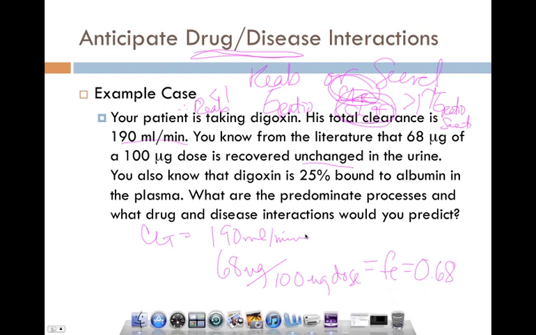So to determine our renal clearance, we would just need to multiply this times 0.68, because that would give us our renal clearance, total body clearance times FE. And let's see, I worked this out. So what did I get? 129.2. And the units on that will be mils per minute. So that's our renal clearance. That's how much makes it out of the body in mils per minute.